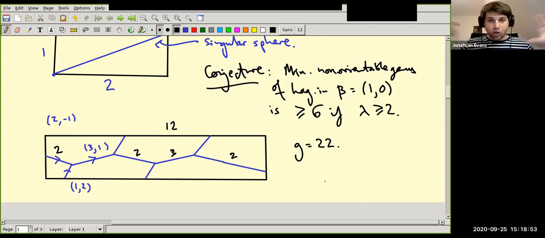For an even longer rectangle, you'd have to increase the genus still further. So my conjecture about this is that eventually you should be able to get an upper bound on the genus even as you increase the rectangle. That would be my guess, but I don't know. I can't prove any of these things yet. So let me tell you what I can actually prove. Just before I do, are there any questions?